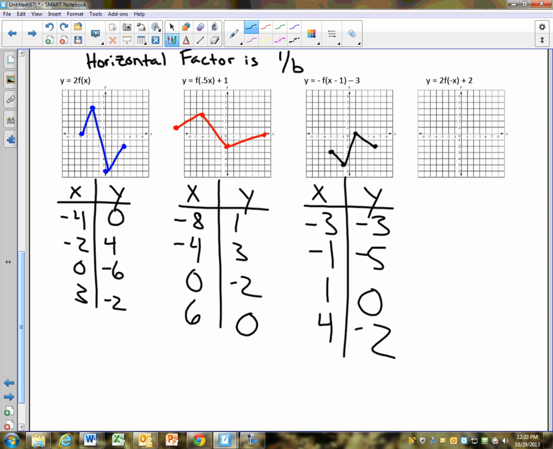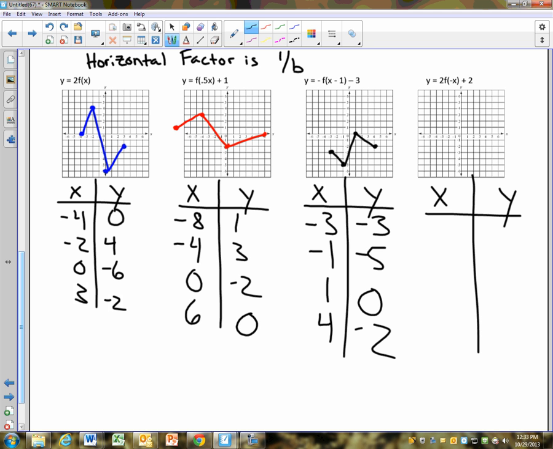Does that look like something that's been vertically flipped? It sure does, because here you can see you have a peak and then a valley. Here you have a valley and then a peak, so you can tell it's been flipped. It's also been shifted down 3 units. It's also been shifted to the right 1. And now we move to our last one.